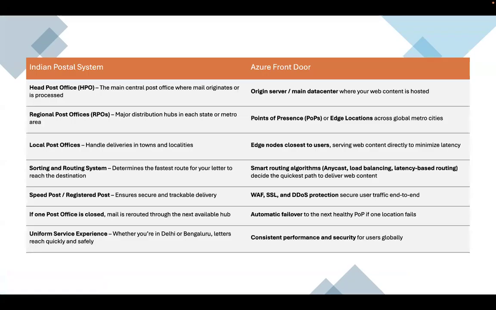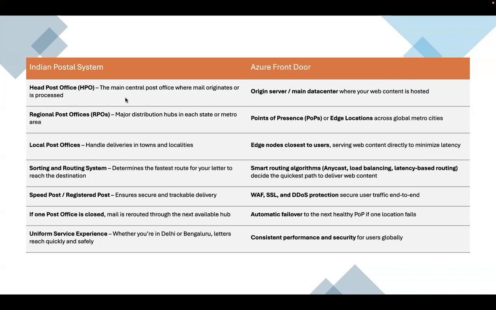I have taken the Indian postal system as an example to explain Azure Front Door. In the Indian postal system, we have a head post office, then a regional post office, then a local post office. Suppose the head post office is in New Delhi, then a regional post office is in Hyderabad, and a local post office is in Ameerpet or Kukatpally. You can also take it this way: the head post office in Hyderabad city, then one in a district, then in a village.